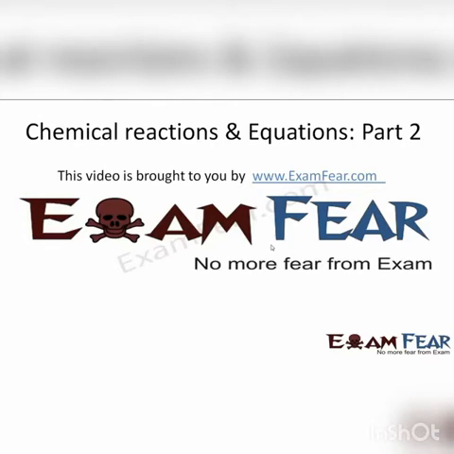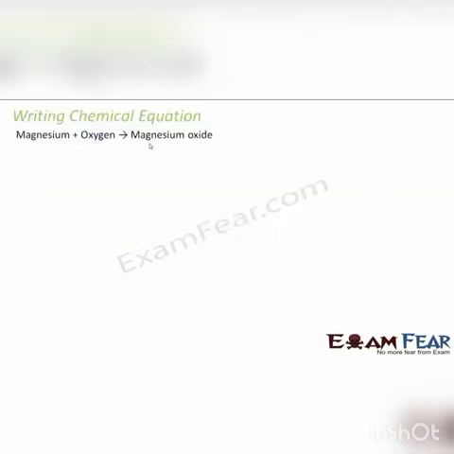No more fear from exam. Before watching this video, please make sure that you have watched part 1. So why do we need chemical equation? Till now we have learned chemical reactions, right? We know what a chemical reaction is, where some chemical change happens, we have reactant and product. Now we are learning chemical equation. Why do we need chemical equation?